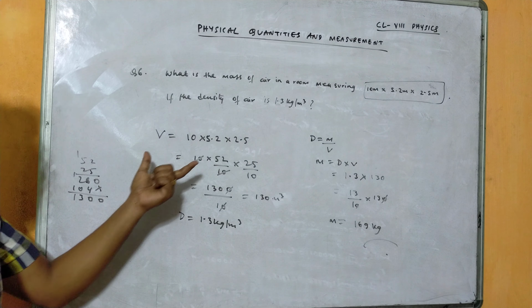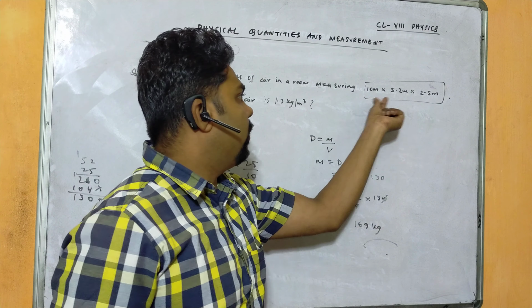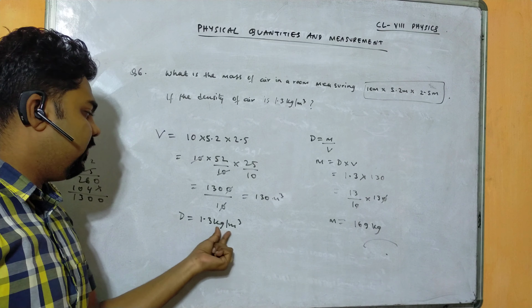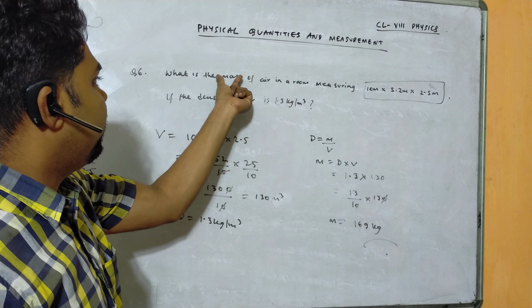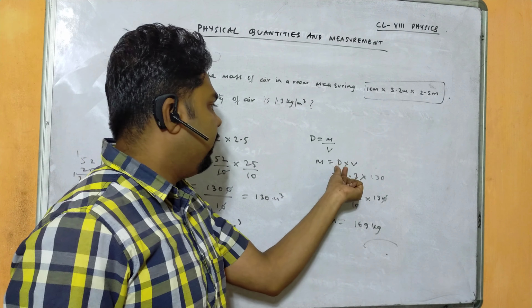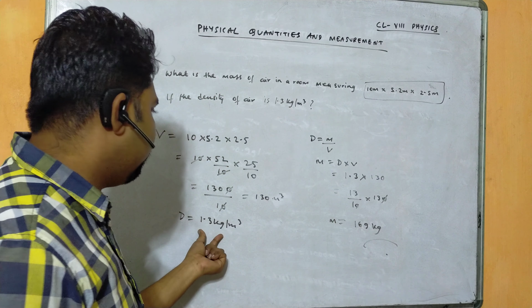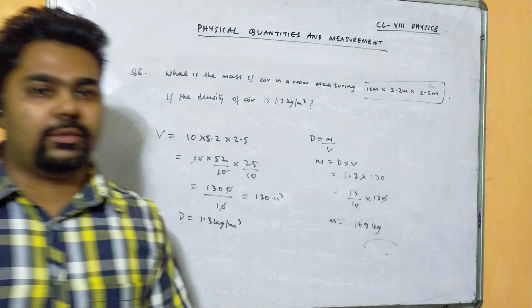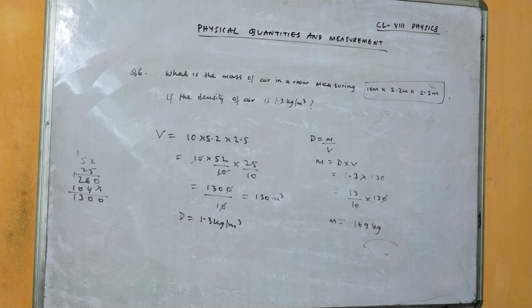Okay, so first what we have done here, first we have calculated the volume. We have multiplied each and every term. After multiplication, we got the answer in meter cube, and we need to calculate here mass. So mass equals density into volume. So substitute the value of density and volume. Multiply, then you will get the answer. Okay, so answer is 169 kg. That is the mass of air in that room.